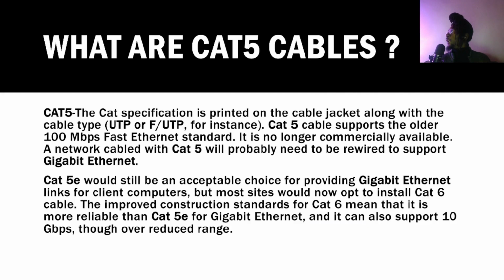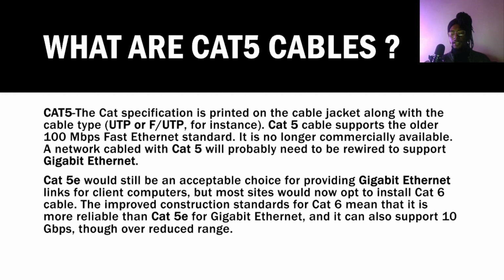What are Cat5 cables? The Cat specification is printed on the cable jacket along with the cable type, UTP or F/UTP. For instance, Cat5 cable supports the older 100 megabits per second Fast Ethernet standard. It is no longer commercially available. A network cabled with Cat5 will probably need to be rewired to support Gigabit Ethernet.